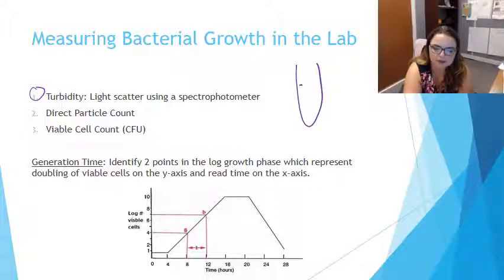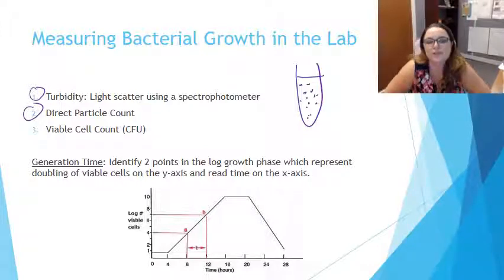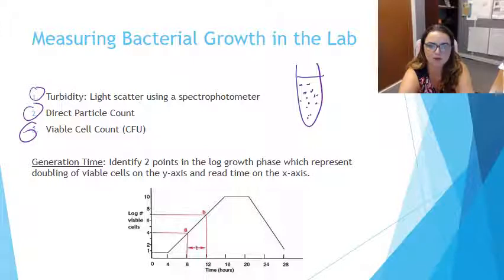So if I look at this, it's going to look at how many of these dots are basically scattered in this test tube, but it's not telling me how alive or dead they are. You can also do a direct particle count using a microscope or electronic particle counter. Again, this will tell you the total bacterial cell count, including all live and dead cells, but it doesn't differentiate between them. The only way to really differentiate between them is with some sort of viability assay. So like a viable cell count using colony forming units can be done.